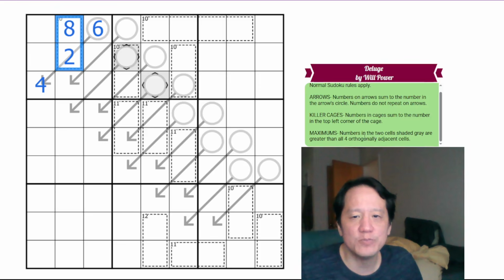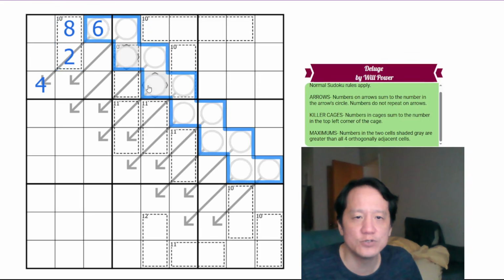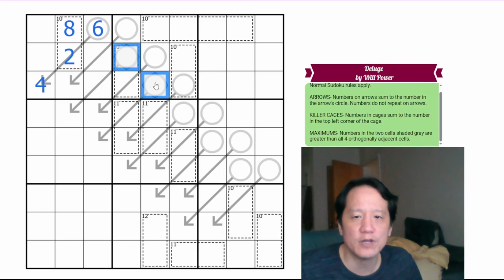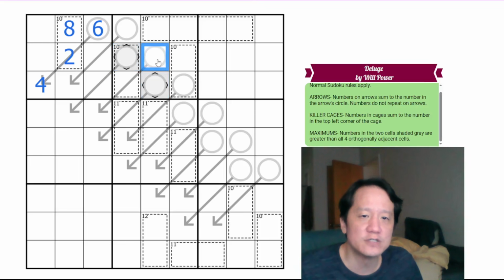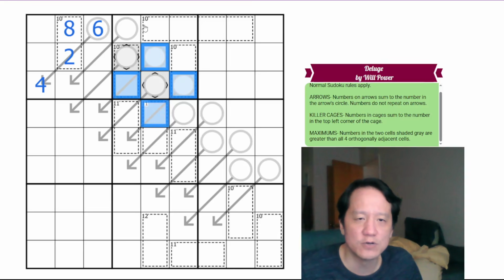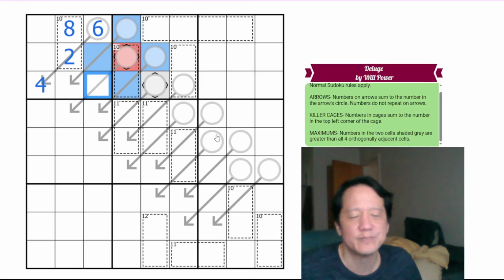And finally, we have maximums, where numbers in the two cells shaded gray are greater than all 4 orthogonally adjacent cells. What is an orthogonally adjacent cell? It's basically just the cells that share an edge with the maximum cell here. So for this cell here, these 4 are the orthogonally adjacent cells. For this cell here, these 4 are the orthogonally adjacent cells for this maximum. And this maximum must be greater than all 4 cells that share an edge with it.